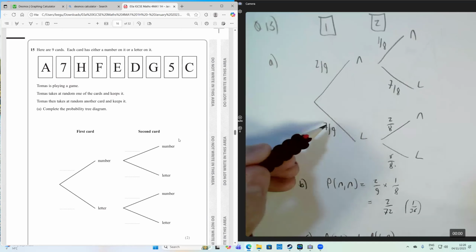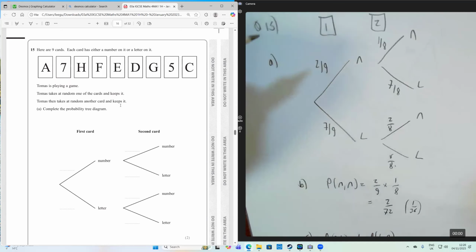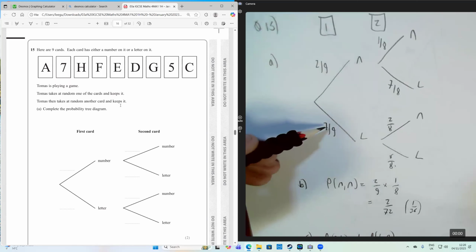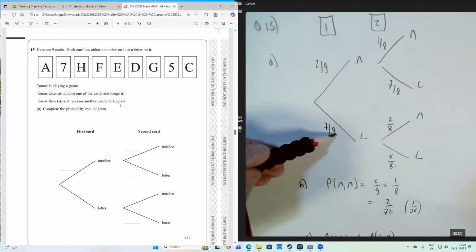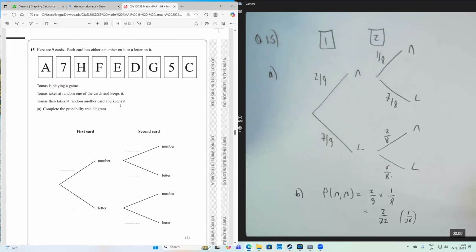Okay, so there are 7 letters and we've got 2 numbers, a 7 and a 5. So when Thomas reaches in to select a card, the probability that he selects a number is 2 out of 9, and the probability that Thomas selects a letter is 7 out of 9. Now Thomas keeps the card that he selects, so this is conditional probability.